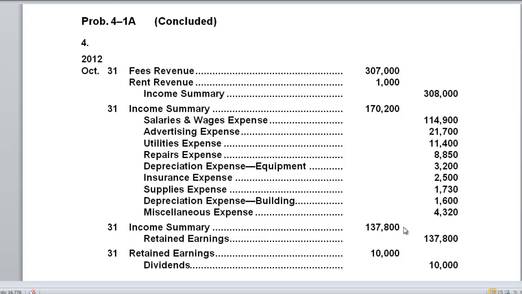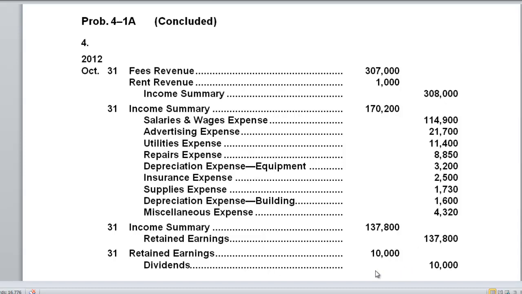Okay, so now the next step is to close the net income from the period to retained earnings. That's what we're doing at this point. At this point, we are zeroing out the income summary account, and now its balance will be zero. It only exists to assist us in the closing process, and then we forget about it for the entire next year until it's time to make these closing entries for the next accounting period.